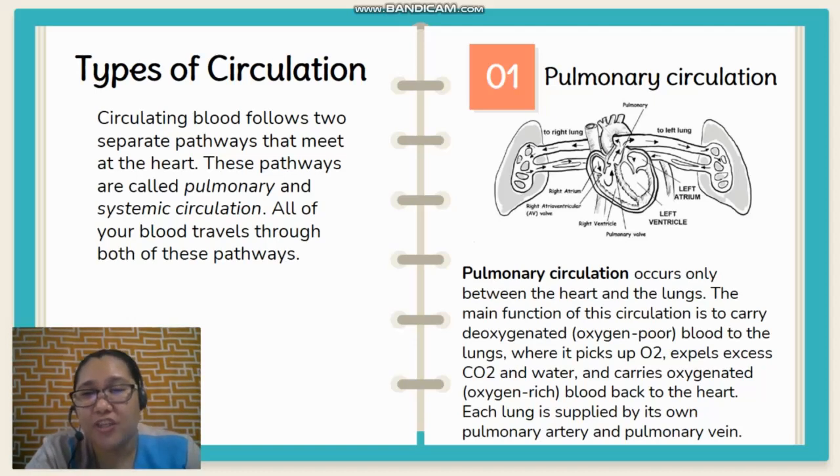So in this circulation, the diffusion or the exchange of gases happens between the walls of your alveoli and the capillaries. So you have the oxygen being delivered or transported to your blood, and then carbon dioxide on the other hand is transferred to the air sacs to be expelled, and then oxygen will be delivered to the heart.